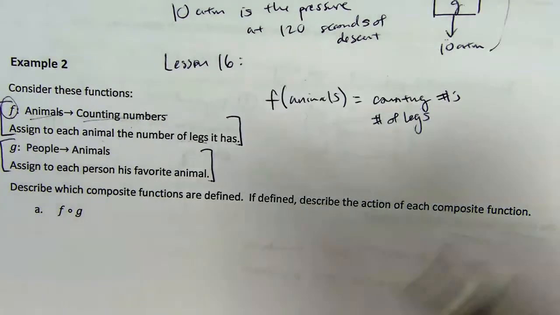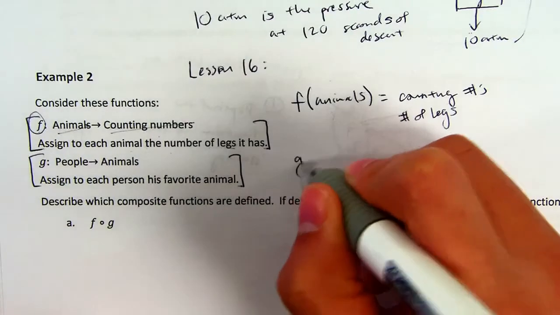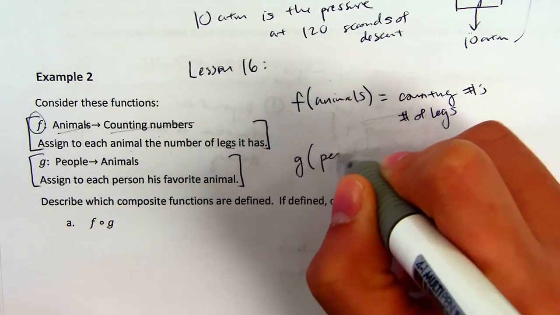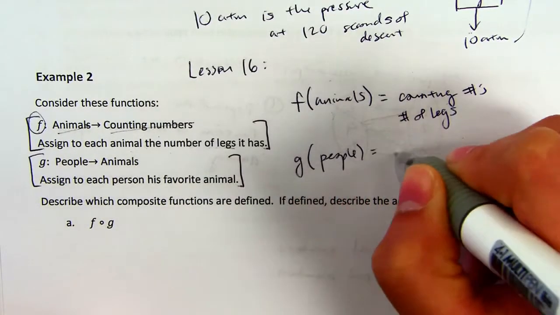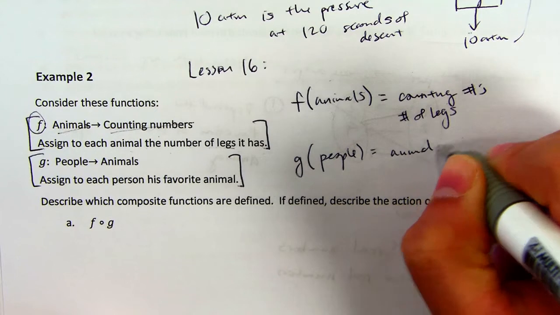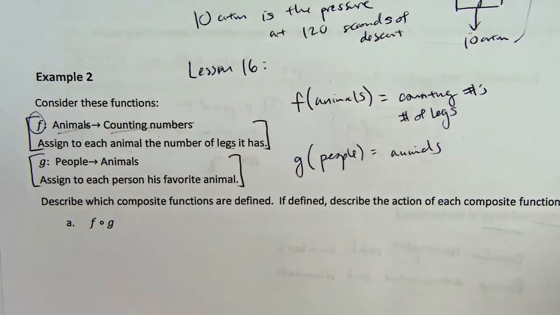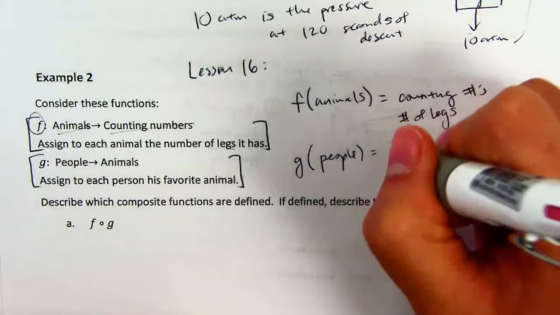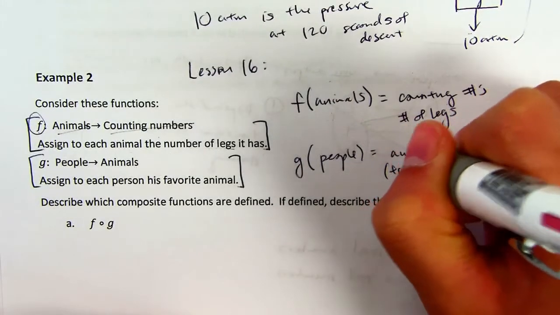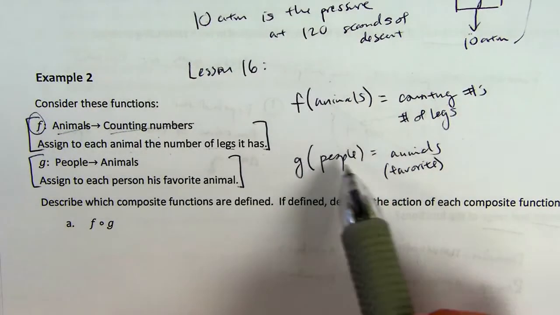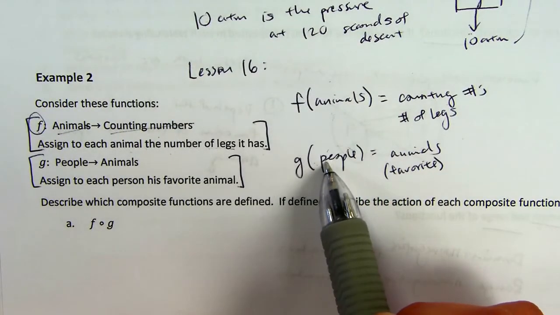And if we take a look at g, my input is people, and my output is animals. And based on the description, it's not just any animal, it's the animal that is the person's favorite. So favorite animal. Input is what I'm putting in, and output is what I'm getting back out.